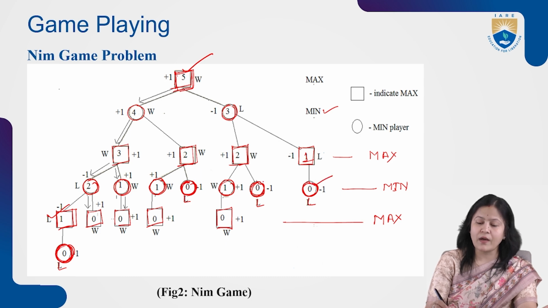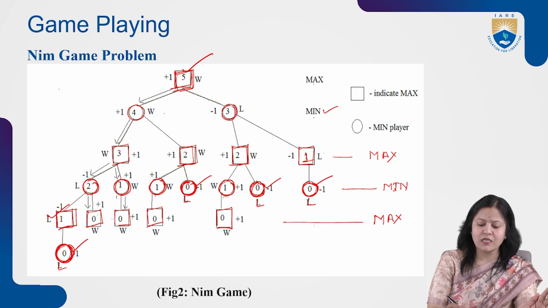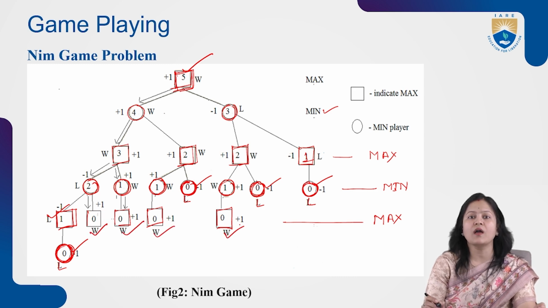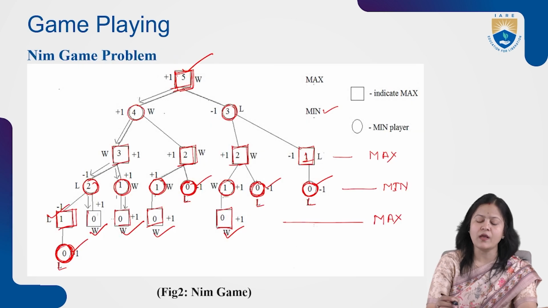Now another case, now you can see. So this one we have marked as L, this one also, this one also, and this one also. These 4 leaf nodes, that too mean nodes, we have marked as L. Now you can see another 4 are there where we have marked as W. This W and this W, this W, and one more. These 4 we have marked as W. Why? Because a player is marked as W if they can force the opponent into loss. That means what? Here max is starting the game, and who is taking the last object to make the max player win?